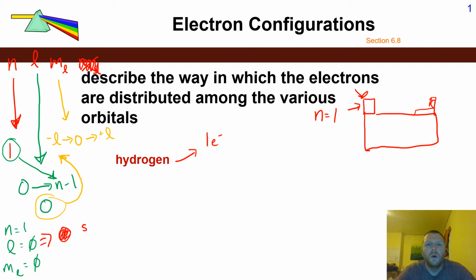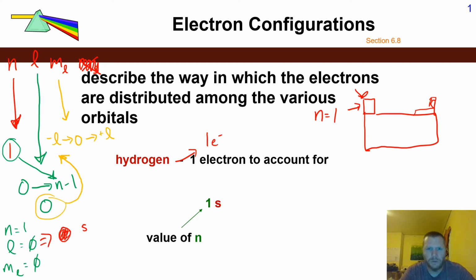So what we would say is that our electron configuration for hydrogen is 1s, with the 1 being the value of our n, 1s1. That is our electron configuration for hydrogen. Okay, now, did we really even need to figure out our m sub l value? No, we didn't, but it might come in handy later.